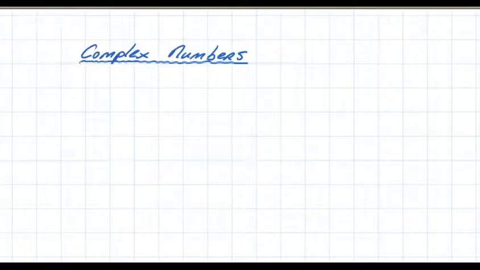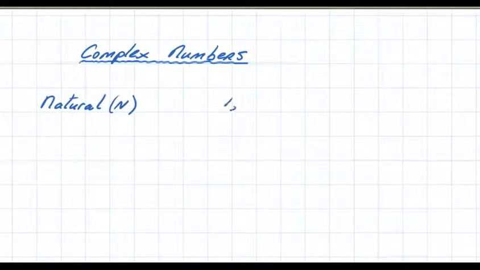This lesson is on complex numbers, and before I explain what complex numbers are, I want to do a brief review of all the other number sets that you might have come across previously. So we'll start with natural numbers, N for short, and we know that they are the counting numbers 1, 2, 3, 4, etc. So they're the natural numbers.